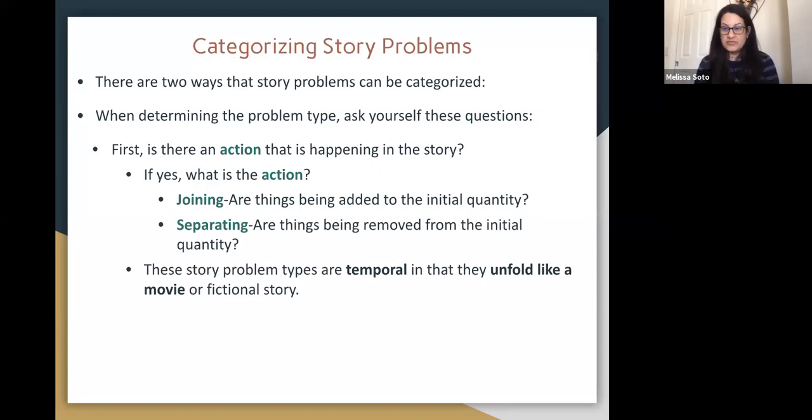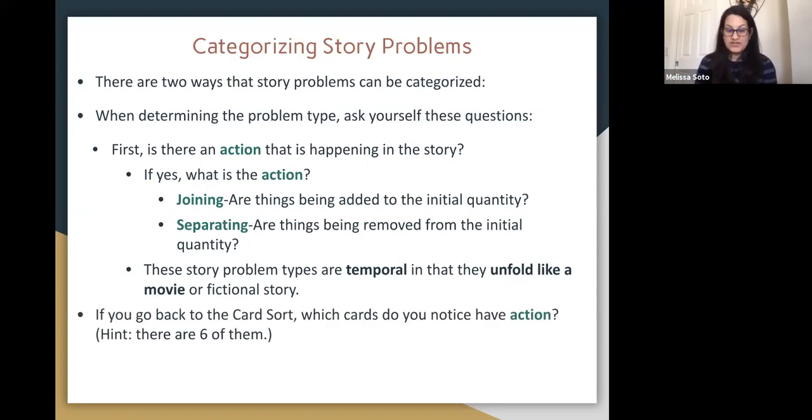What's helpful about these problems is that they're temporal. There's a movement over time, and they unfold like a movie or a fictional story. Something happens at the beginning, something happens in the middle, and then something happens at the end. You have to watch the entire movie to think about how the story will unfold. It's the same with these story problem types. We start with something at the beginning, then there's some sort of change, and then we end up with a result.